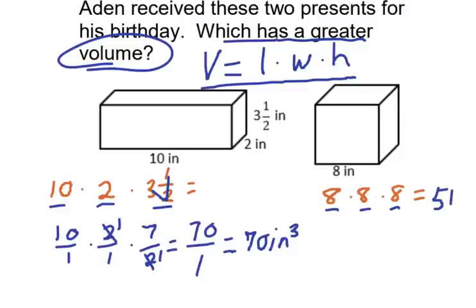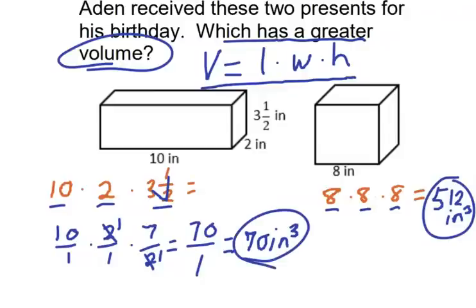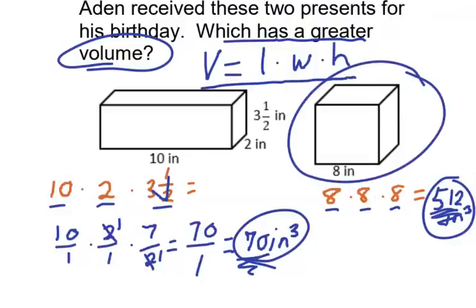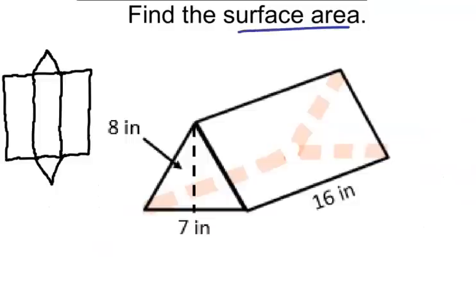Okay, so that's 512 inches cubed. I didn't write that very well, but there it is, 512 inches cubed. So, yeah, my hunch was right. 512 is a much larger volume than 70. So the cube is your answer. Which has a greater volume? The cube does. Okay, now we need to find the surface area.